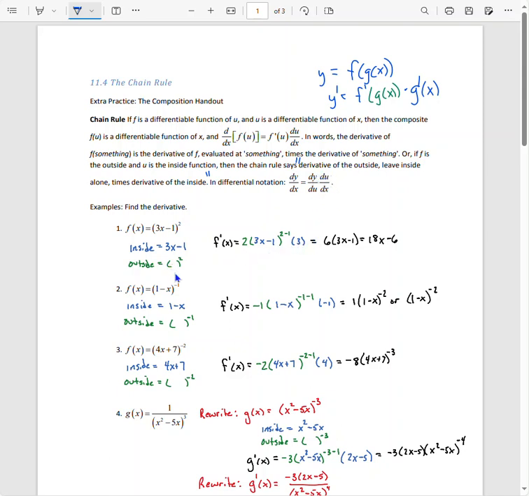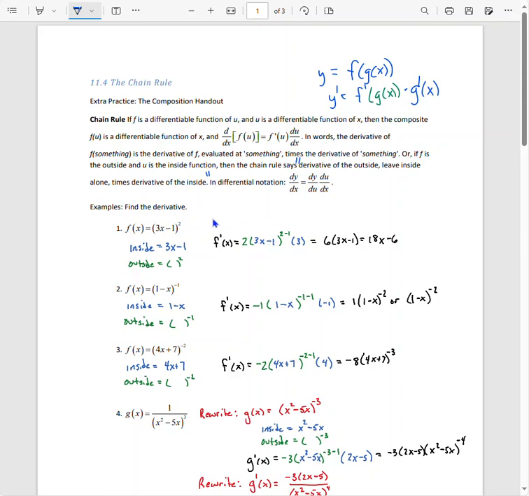Here we go. If this were a composition of two functions, I would say that the inside function is 3x minus 1, and that the outside is something squared. So if you were to evaluate this, you would find the 3x minus 1 part first, and then you would square. So I'm going to make the outside square, and the inside is what's inside there, 3x minus 1.